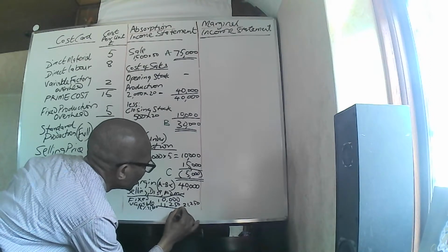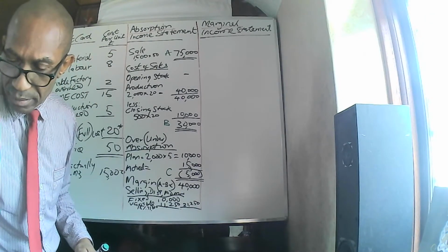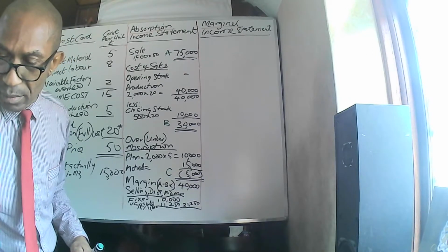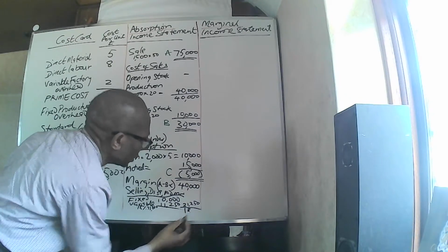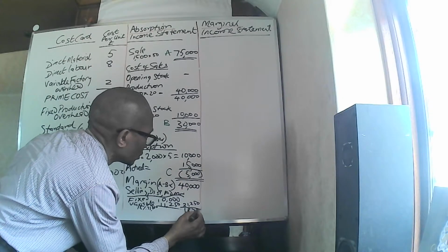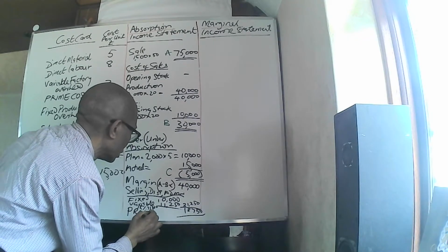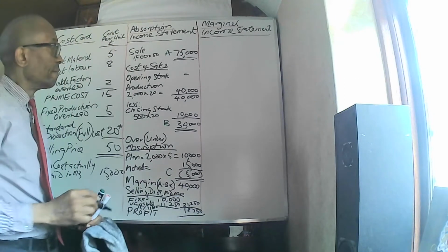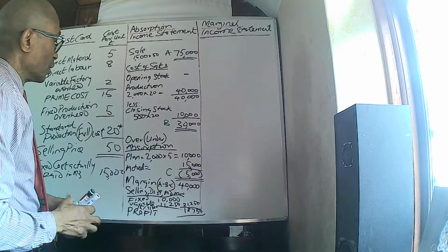21,250. So knock this off from the 40,000. That gives us 18,750. Now the profit under absorption costing. Okay, so that's it for the statement of income under absorption costing.